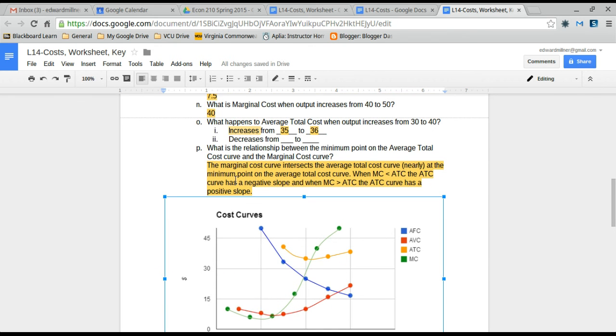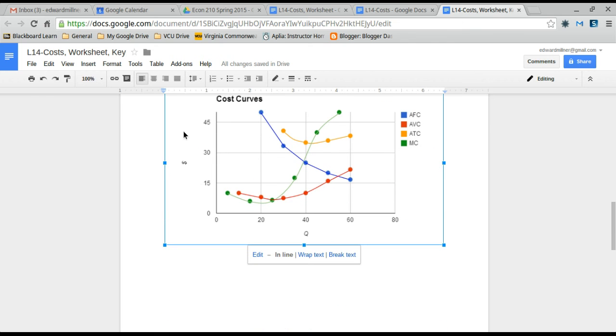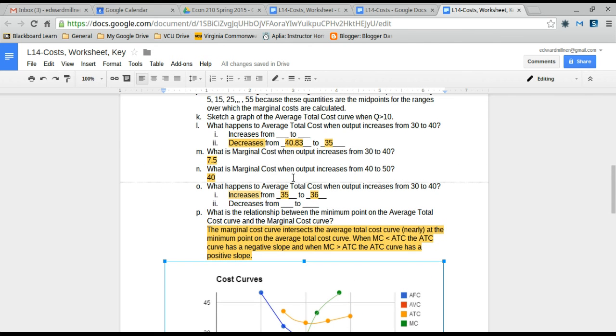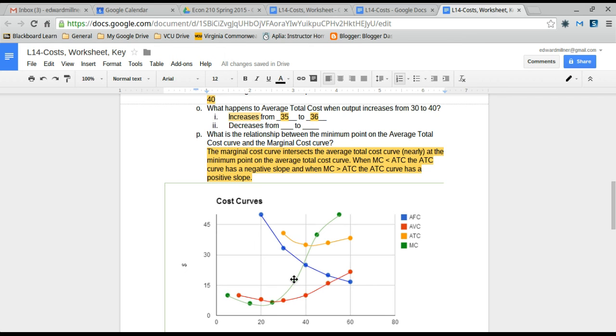Now, what's the marginal cost over that range? Here's the marginal cost over that range. Oh, that's actually 17.5. That's my trouble. It equals 17.5. You can see 17.5 is below either of those two average costs. Whenever the marginal cost is below the average, it pulls the average down. If marginal cost is below the average total cost curve, the average total cost curve has a negative slope.